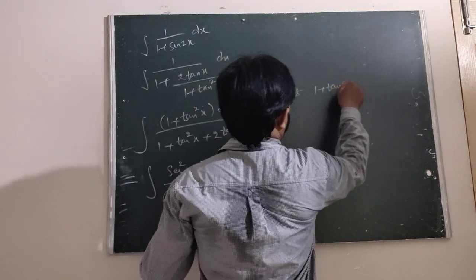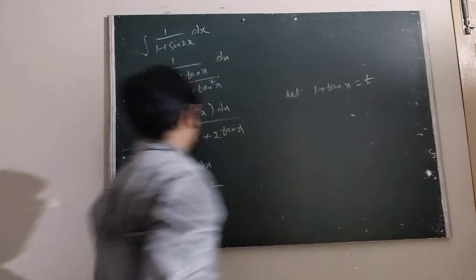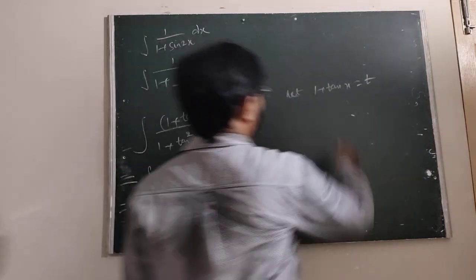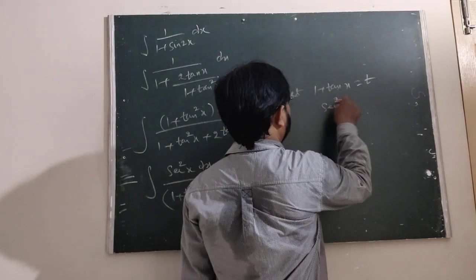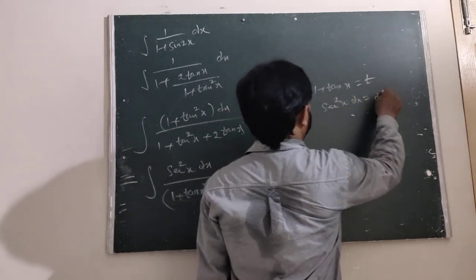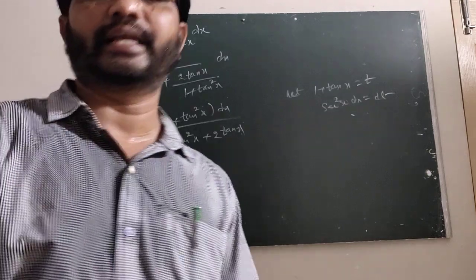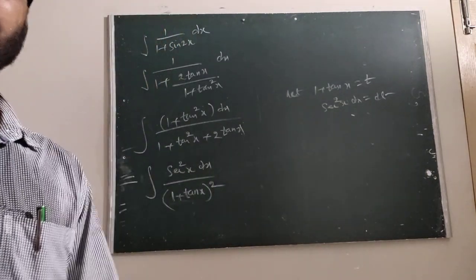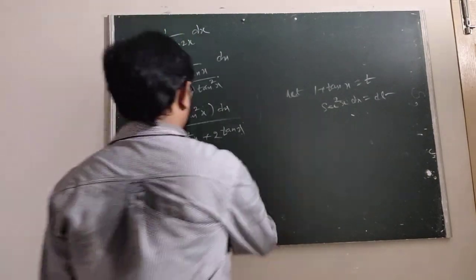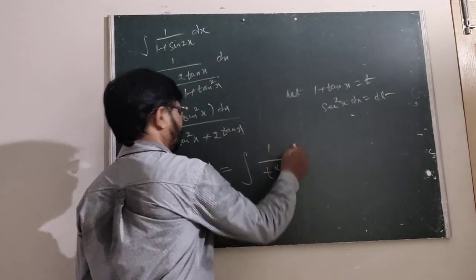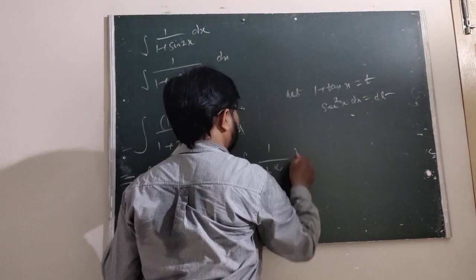Let 1 plus tan x be t. Therefore, differentiating, the derivative of 1 is 0, and the derivative of tan x is secant square x, so secant square x dx equals dt. Now we have to find the integral of 1 by t square, with secant square x dx as dt.